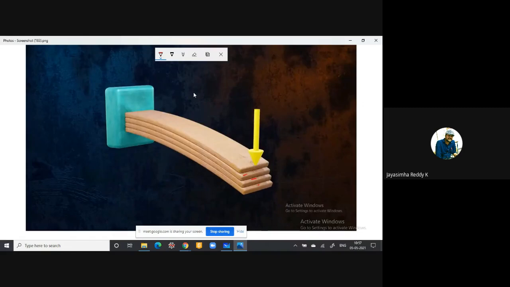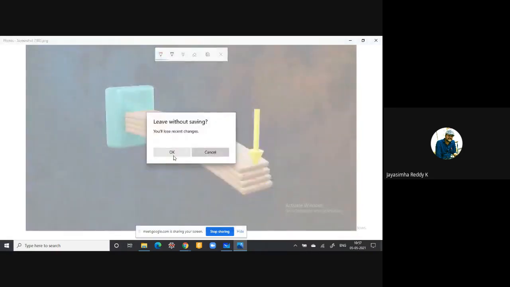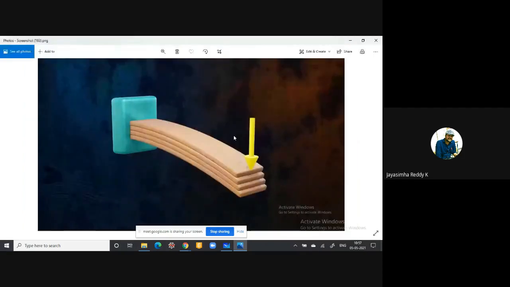Separate wooden strips are placed and fixed at one end, and a load is applied like this. So there will be sliding between the material because of the application of this load. This sliding, I'm calling it shear stress. Let me show you another figure, right?